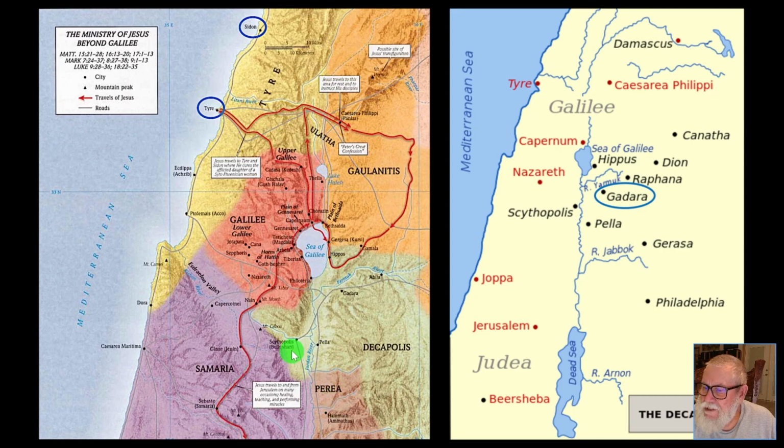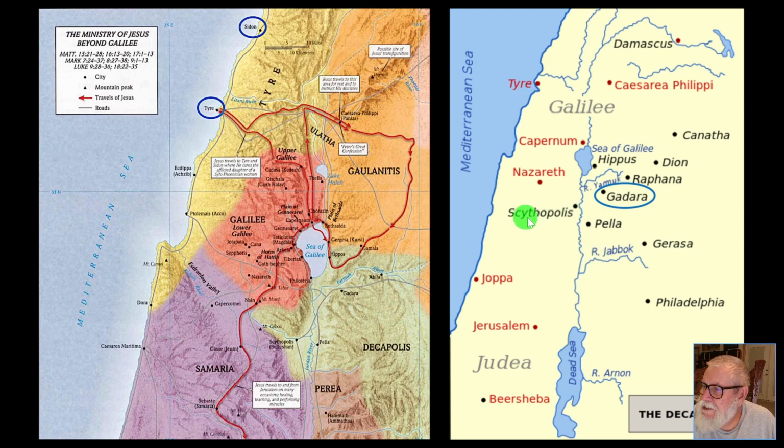Now, this region of Decapolis, the word Decapolis really just means 10 cities. And these are the 10 cities. Most of them were in this region down here in the southeast and east of the Sea of Galilee, but some of them were outliers.